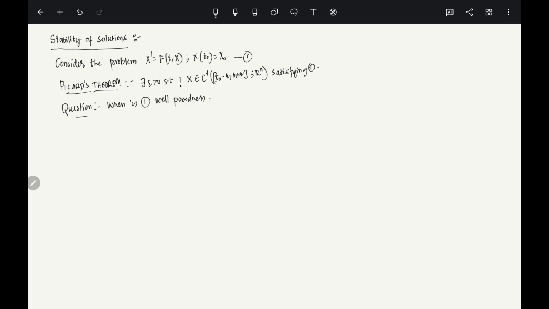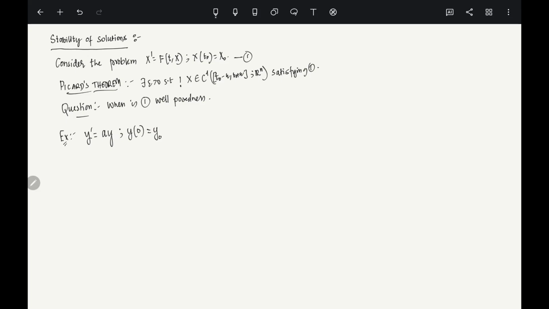Okay, what do I mean by that? Let's just understand this with an example. Let's say we are talking about a problem like y prime equals a y. Clear? This is the equation given to you. And with the initial data y of 0 equals, let's say, y naught.